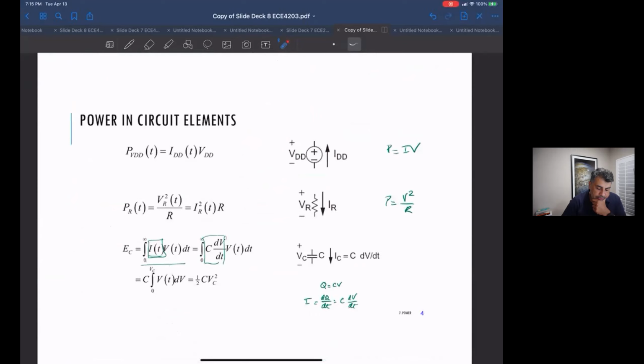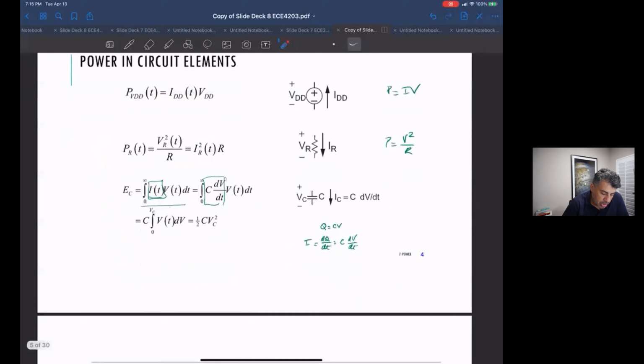We looked at how the power through the supply was the instantaneous current times the supply voltage. The power through the resistor is V squared over R. And the energy: you can't really talk about the power into a capacitor, but you can talk about the energy it took to charge the capacitor to a particular value, and that ends up being half CV squared. Okay, so we have these parameters.